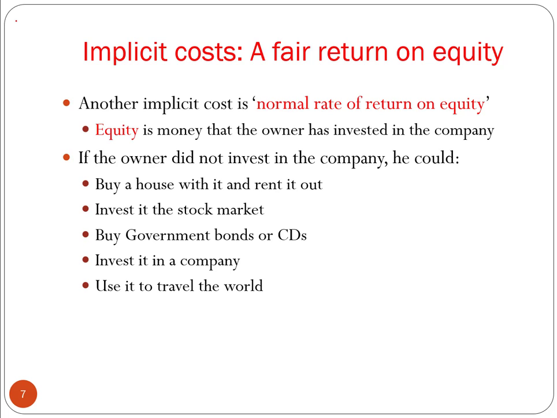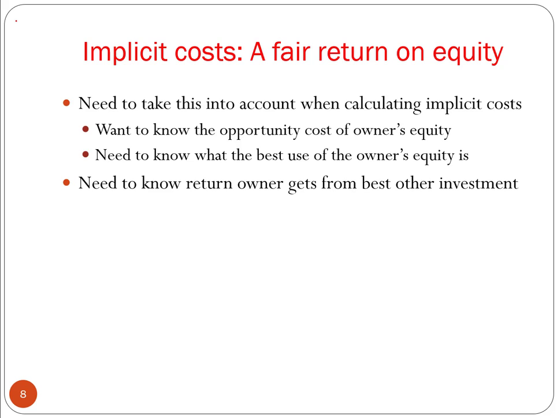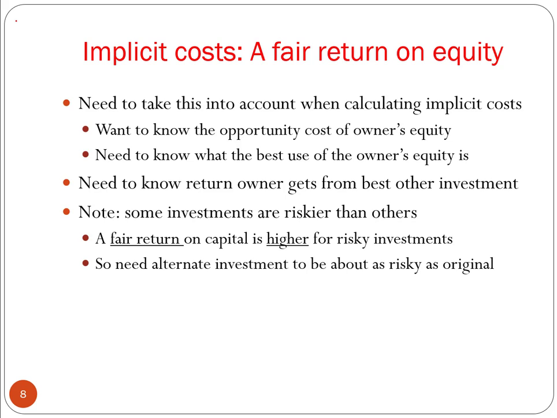And so there's an opportunity cost to putting your equity into the firm, and we need to take this into account when calculating the implicit cost. We want to know what the opportunity cost of the owner's equity is. So we need to know what the best alternative use of the owner's equity is, and what return the owner would get from the best other investment they might make. Now, when we're doing this, we need to be a little bit careful because some investments are riskier than others. A fair return on capital is going to be higher for risky investments than for safer investments. So the alternative investment needs to be about as risky as the original investment.